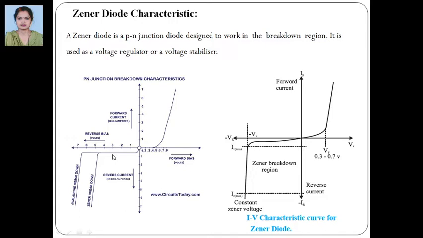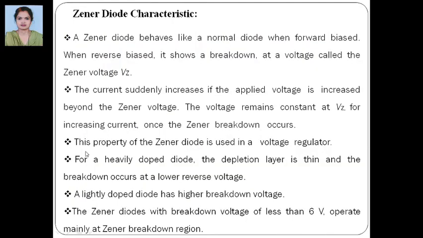Correspondingly, we can see in this IV graph that Zener breakdown occurs in the range between 4 to 5 volts in the reverse bias condition, and avalanche breakdown appears at voltages greater than 6 volts. A Zener diode behaves like a normal diode when it is forward biased, but in reverse bias it shows a breakdown at a voltage called the Zener voltage, Vz. The current suddenly increases if the applied voltage is increased beyond the Zener voltage. The voltage remains constant at Vz for increasing current once the Zener breakdown occurs. This property of the Zener diode is used in the Zener voltage regulator.